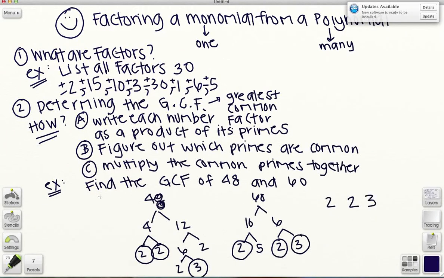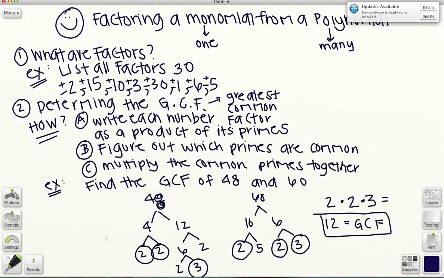So that was step B, find out which primes are common. Step C is multiply them together. So I'm going to put some multiply by signs in between. 2 times 2 times 3 is 12. So the GCF is 12. Okay, now let's look at how we use this.